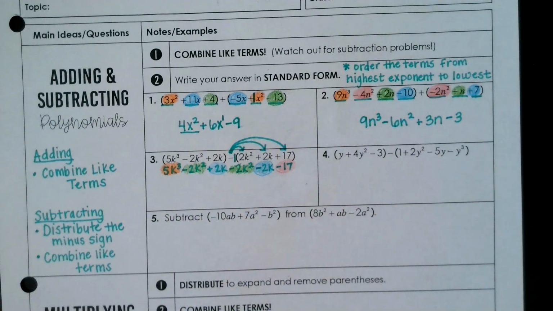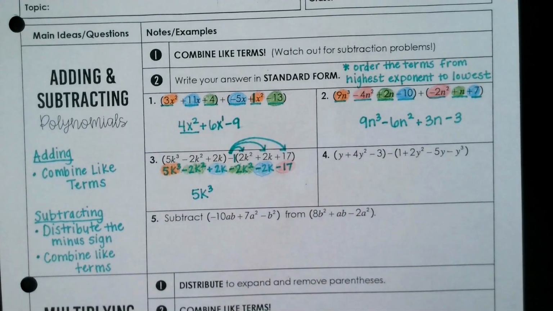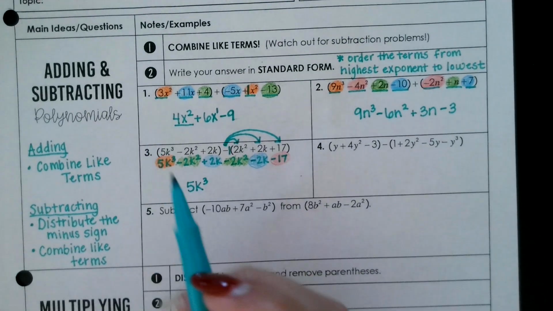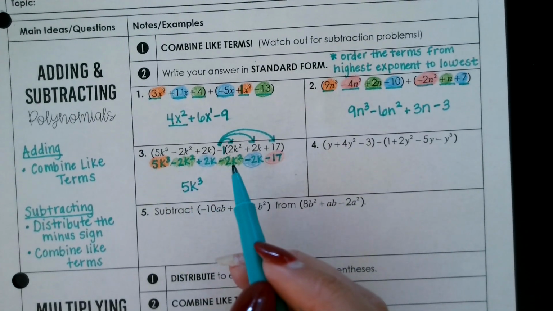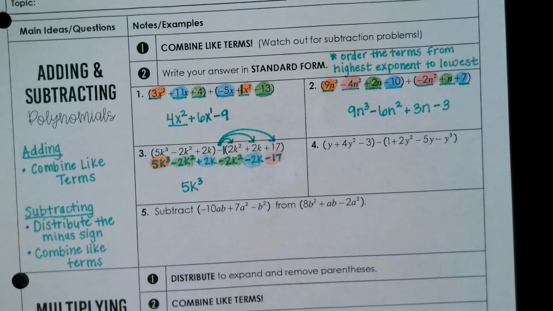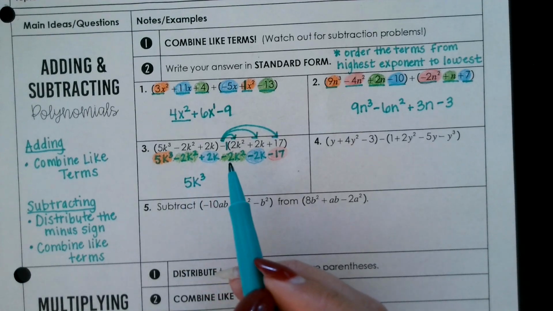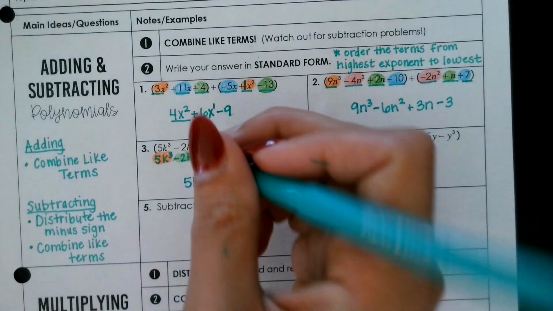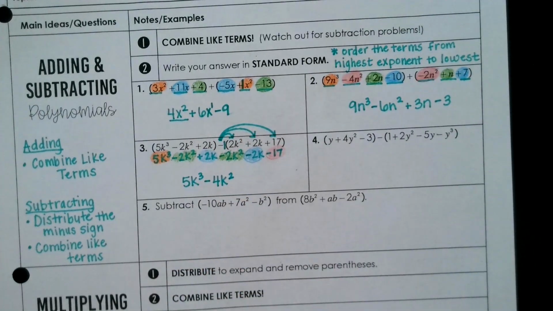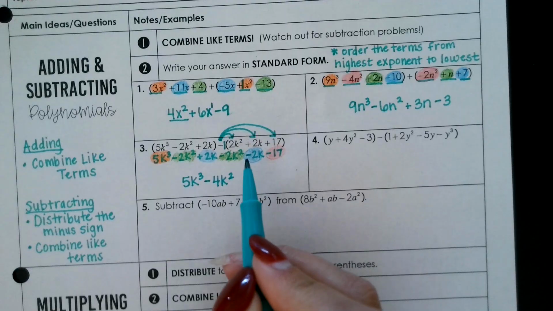So the 5k to the third is by itself. We still have it there, we still got to write it. It still has the highest exponent, so I put it at front. Then a -2 and another -2k squared. So now how many are there? -2 and -2 put together is -4k squared. Nice. All right, +2 and -2.